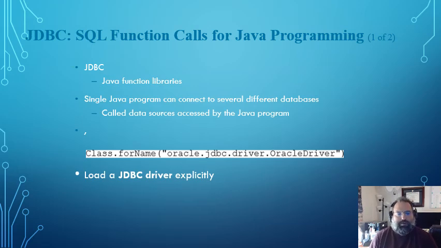SQL function calls for Java programming. JDBC, a Java function library. A single Java program can connect to several different databases, called data sources, accessed by Java programs. You use something like Class.forName of the Oracle JDBC driver to make sure it exists. It loads the driver explicitly.